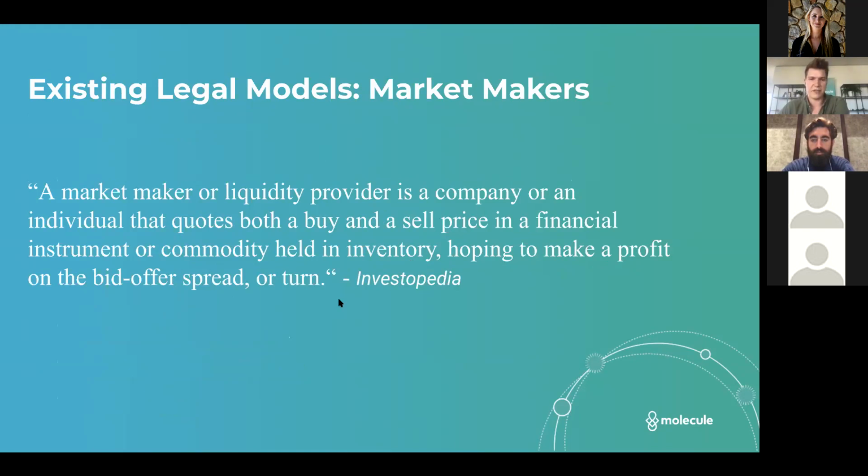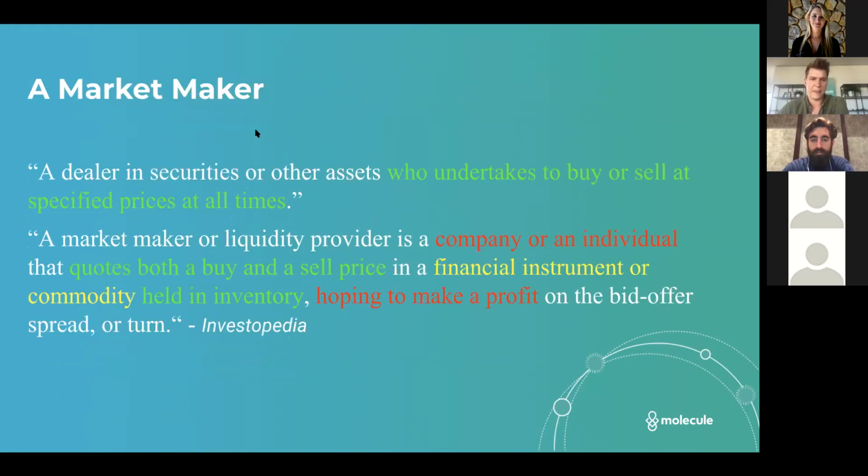I've added a second definition in, from a similar article. A market maker is a dealer in securities or other assets who undertakes to buy or sell at specified prices at all times. What I'm trying to do is highlight in which cases this actually is the definition of a bonding curve, and in which it's not. Because a market maker is an officially recognized kind of vehicle or instrument by law.